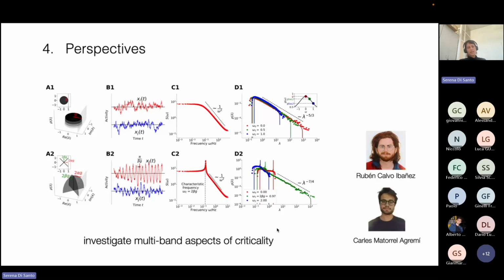So the idea here is to define, instead of a long-time window covariance matrix, a covariance matrix as a function of frequency. We call it a frequency-dependent covariance matrix, but it's also called a coherence matrix. And then study how close the system is to criticality at a specific frequency.